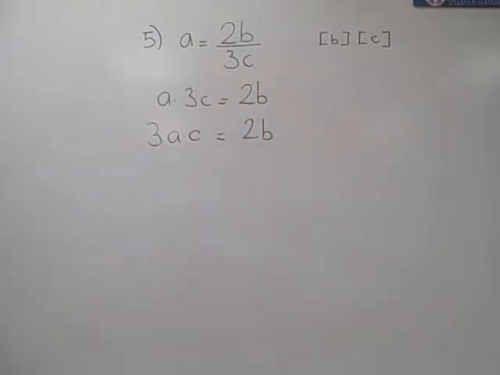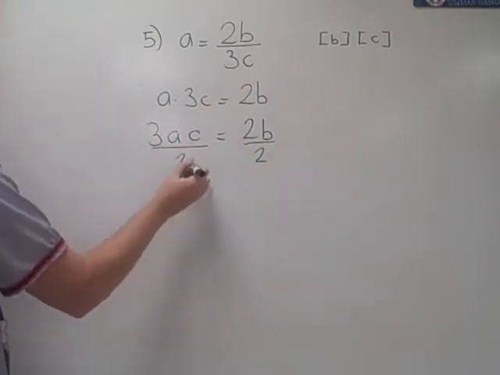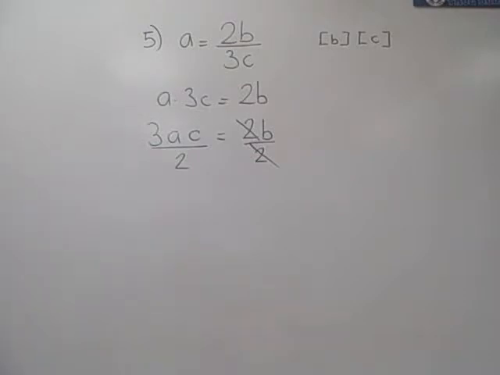Now we don't want 2b, we just want b by itself. So as this is times by 2, the opposite of that would be to divide by 2, and there's your answer. b equals 3ac divided by 2.